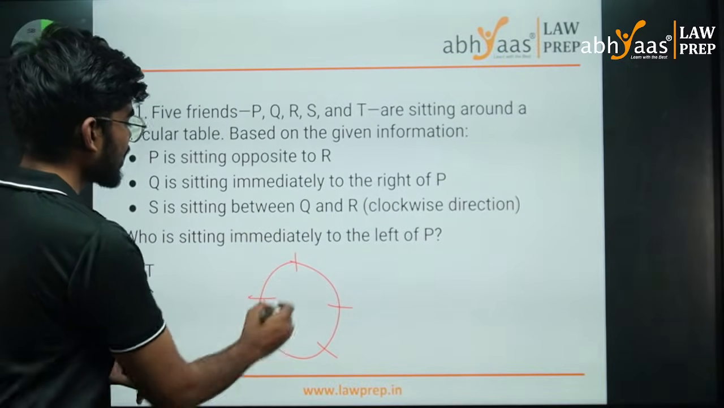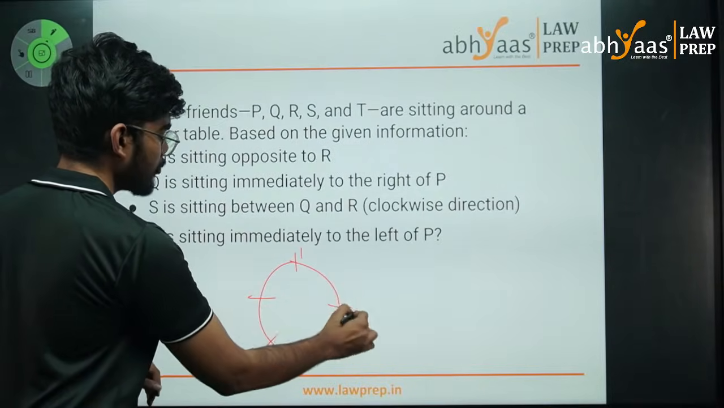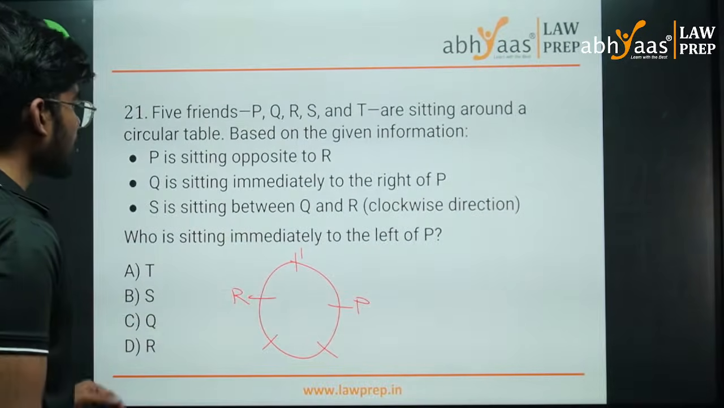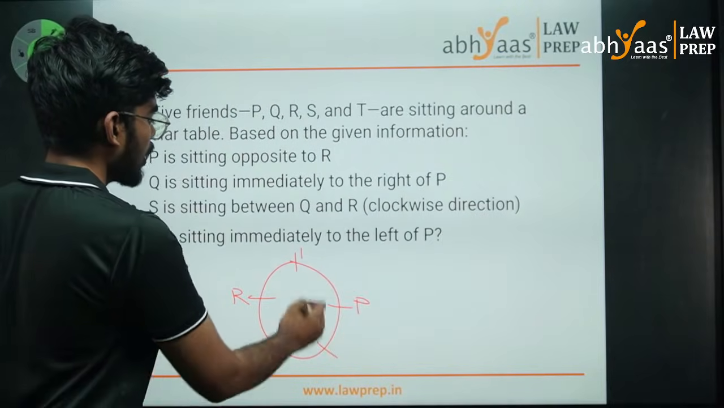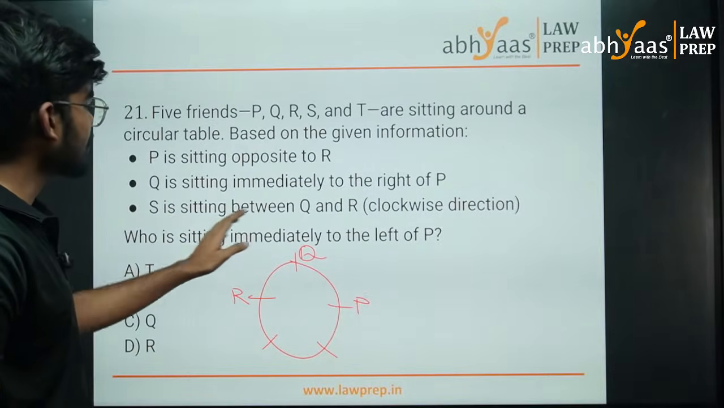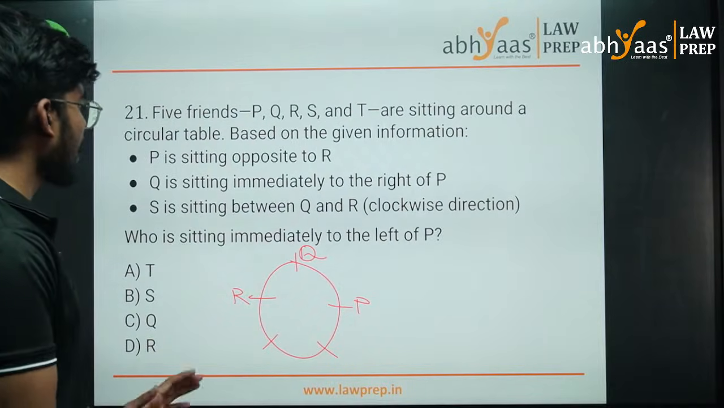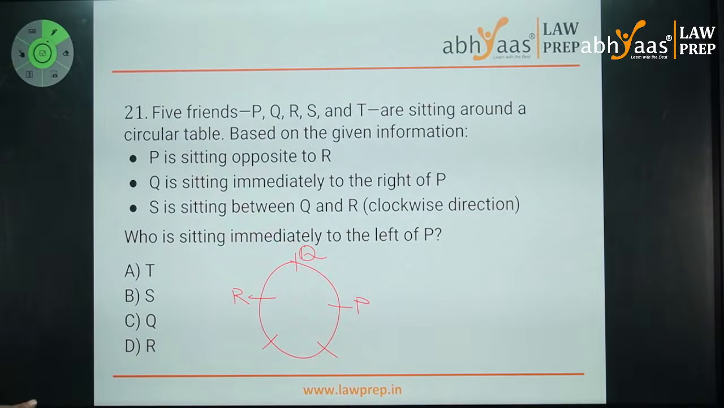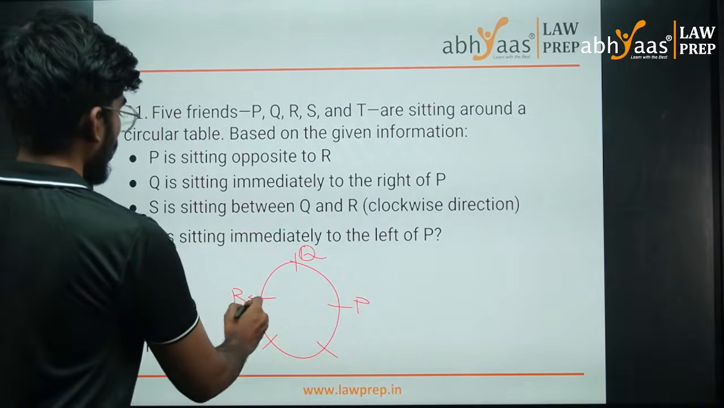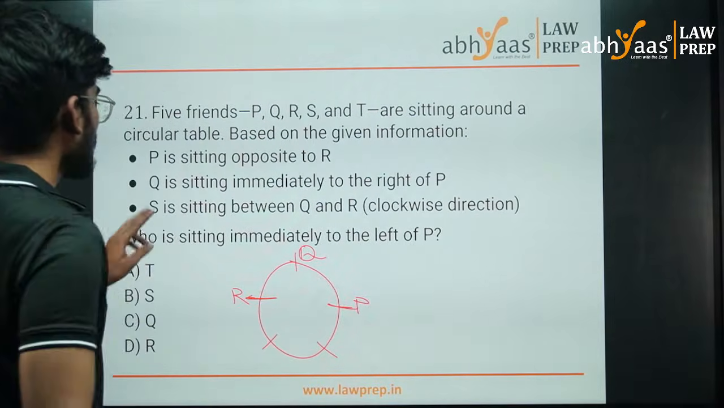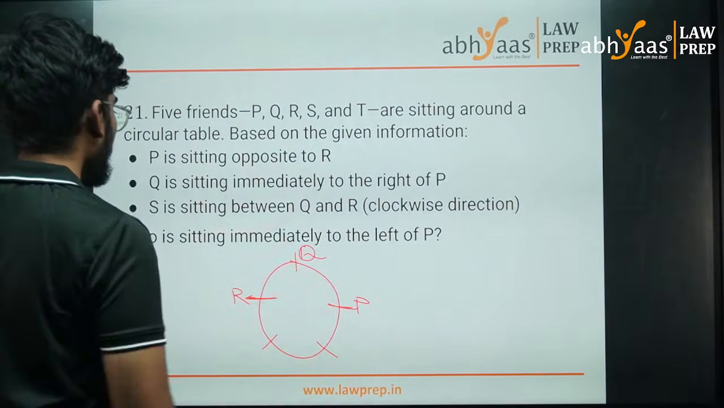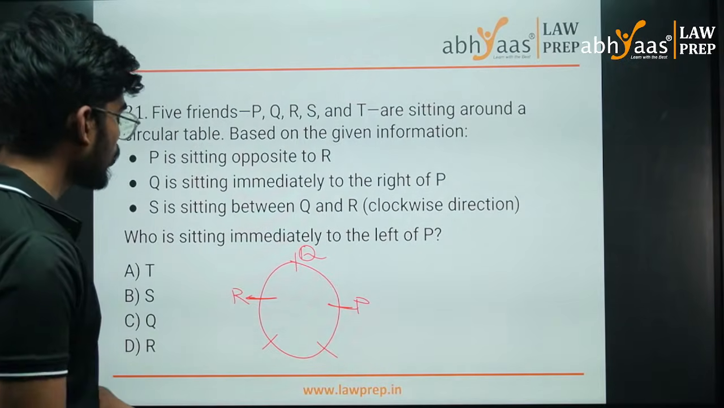P is sitting exactly opposite to R. Say if this is P, this will be R. Q is sitting immediate right of P. Yes, this is Q. S is sitting between Q and R in the clockwise direction. Just a minute. P is sitting opposite to R, fine. Q is sitting immediate to the right of P, okay. S is sitting between Q and R.